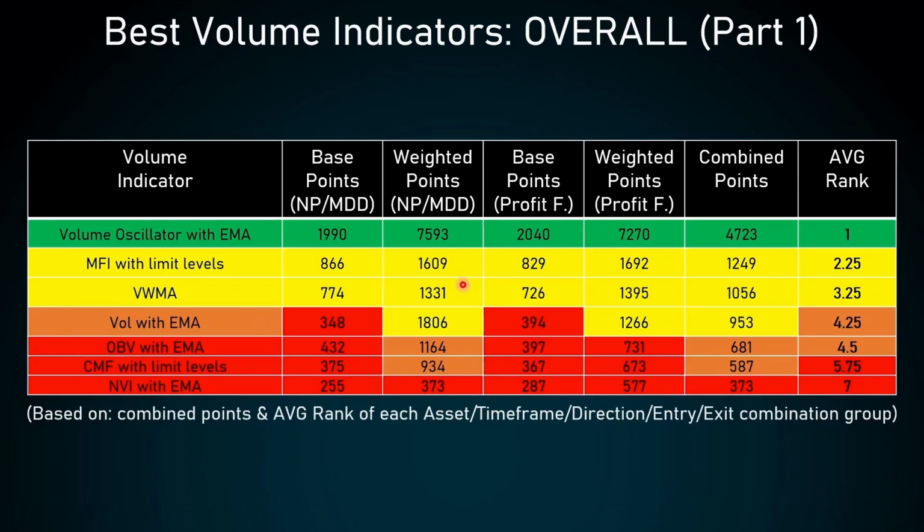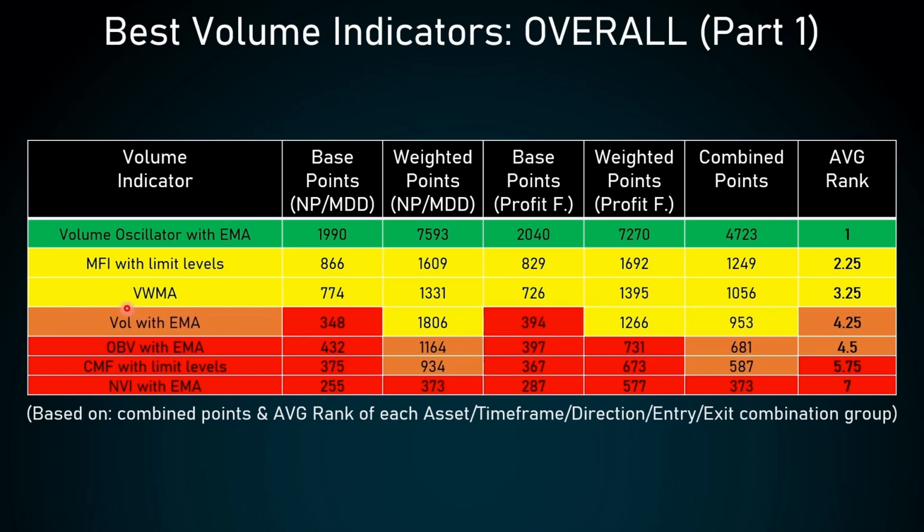So here are the final results. At the last place we have the negative volume index with EMA that only collected 255 base points based on net profit divided by maximum drawdown, 373 weighted points, 287 base points based on profit factor, 577 weighted points based on profit factor, and finally a combined points number of 373. The 6th place goes to CMF with limit levels, the 5th place goes to the on-balance volume with EMA, and the 4th place is the simple volume with EMA, which got around 950 combined points.